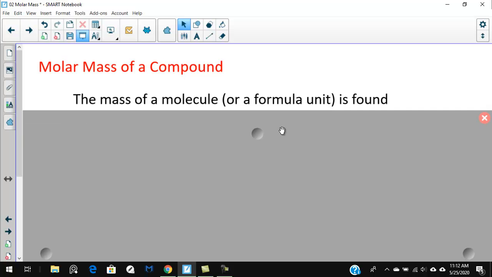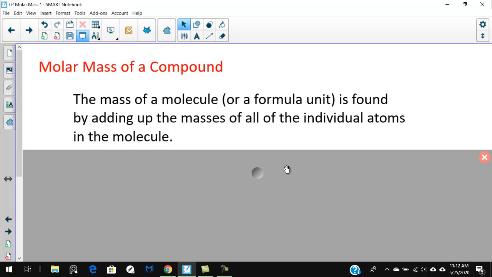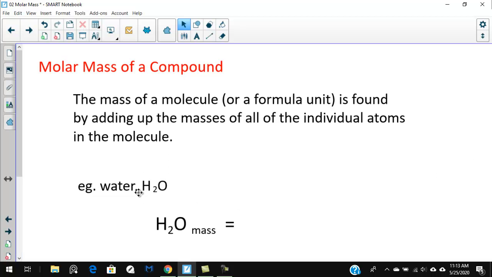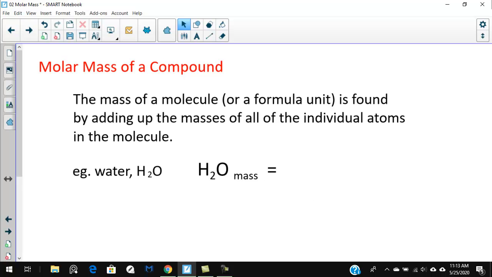So the molar mass of a molecule or formula unit is found by adding up the masses of all the individual atoms that are in the molecule. It's just a matter of using the formulas that we've been learning to write and name, and then use those to figure out how many of each kind of atom is in a molecule, and then add up the masses of all those individual atoms, and we would know the mass of the molecule.